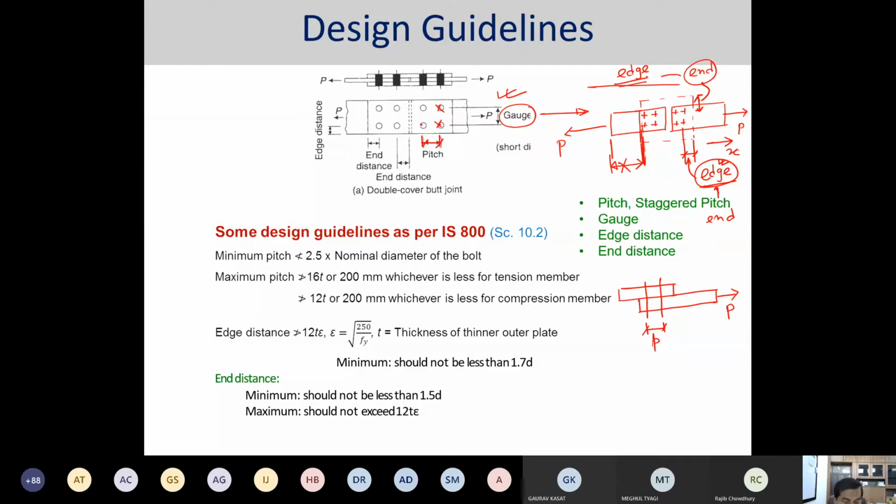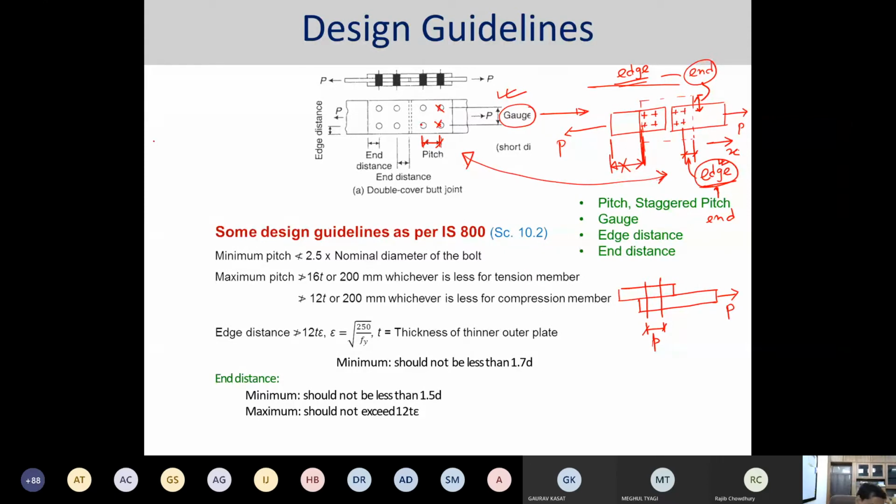Okay. See, in general or in practical application, whether it is the end distance or edge distance, the purpose of both things is the same, and the values of both the edge distance and end distance are also the same. Yes, I do agree with you that the figure I have drawn over here contradicts the figure which is here. Yes, I do accept that contradiction.